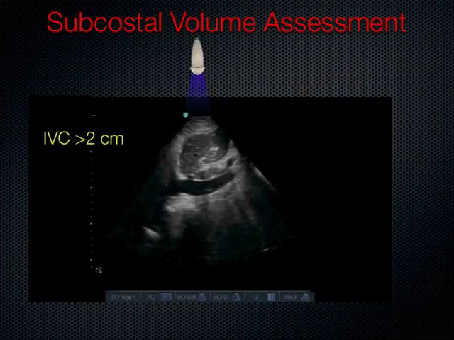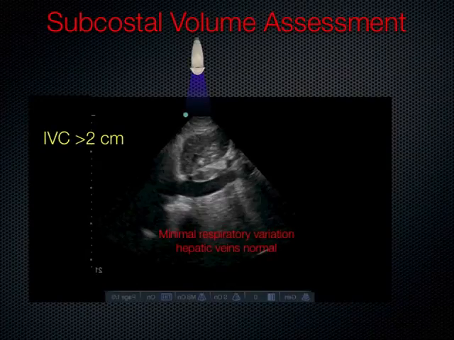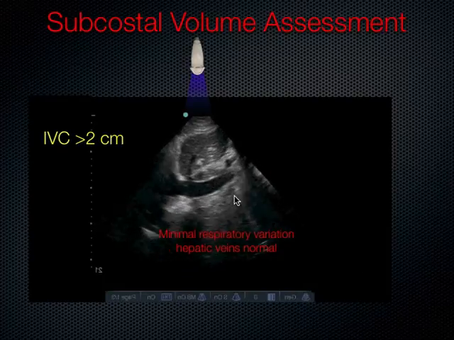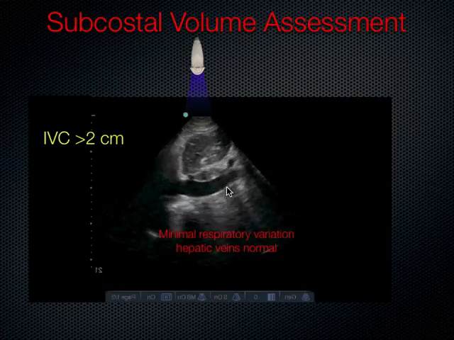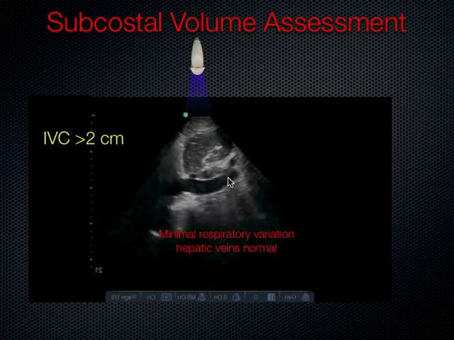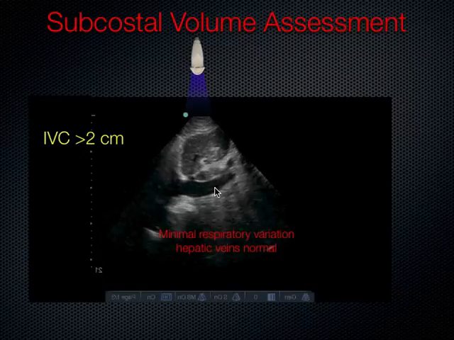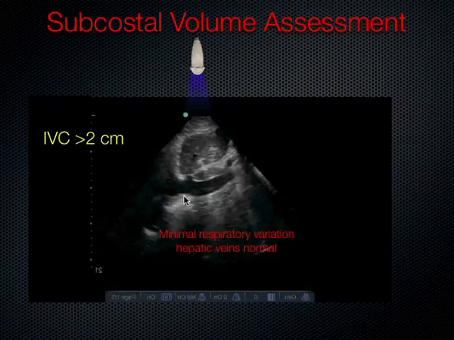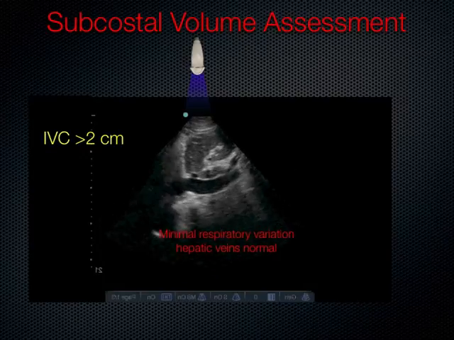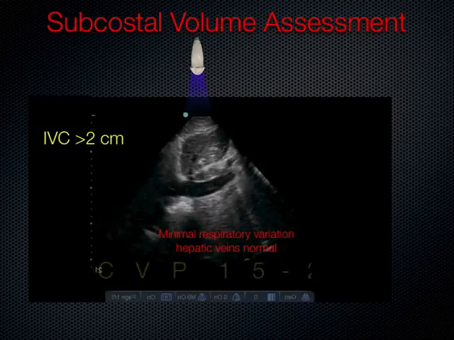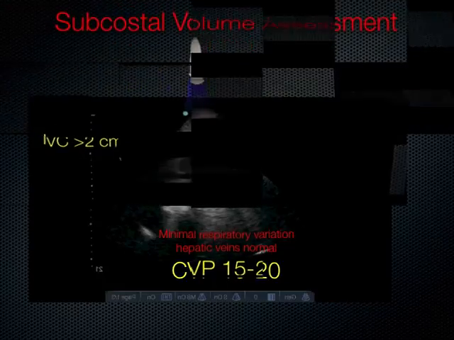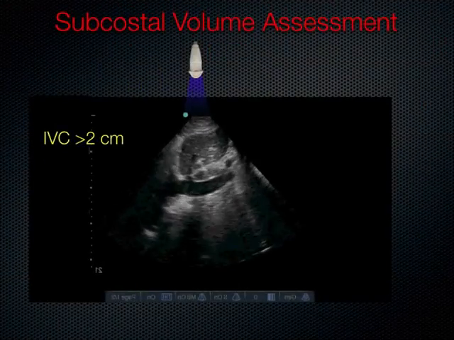So here is what it looks like. We're looking subcostally. We're looking through the liver. We have a parasagittal right plane, and as the patient breathes in and out, we see very little change, if any, in this IVC diameter. And actually the IVC, these are 1 centimeter hash marks over here, and the IVC is greater than 2 centimeters. In this case, the fluid status would be quite high, CVP greater than 20, or 15 to 20, since the hepatic veins in that situation were normal.